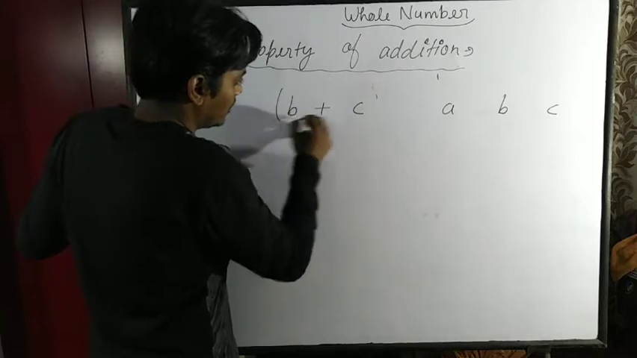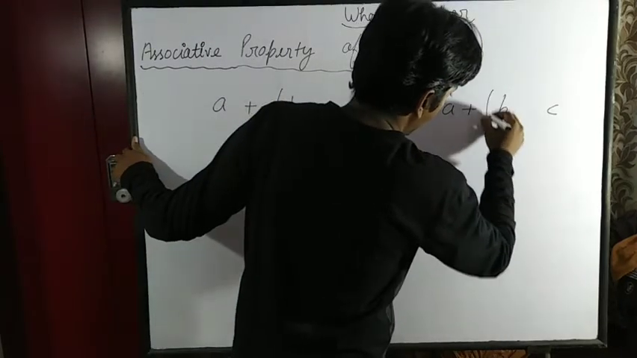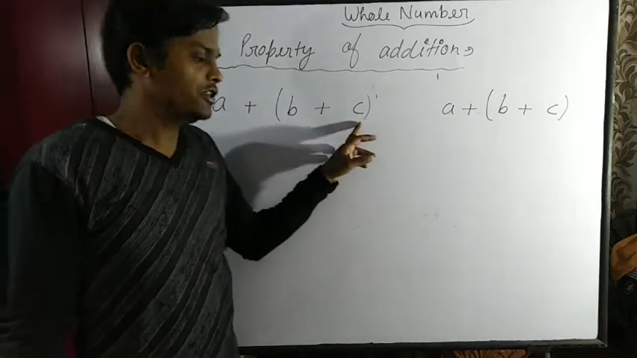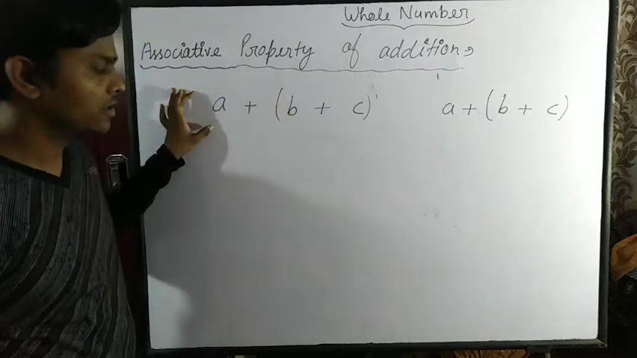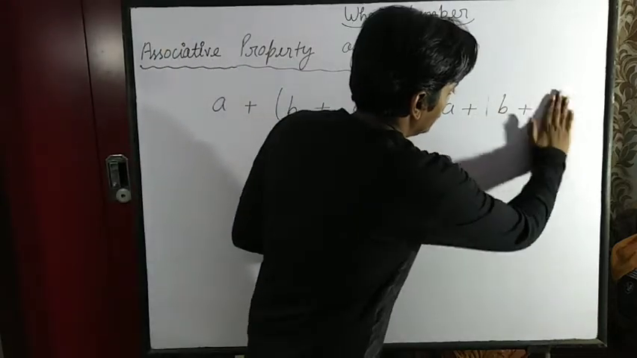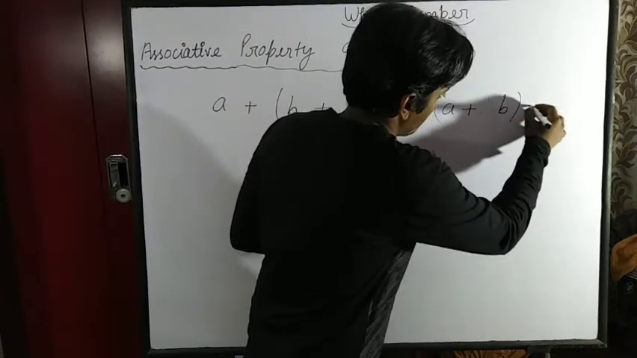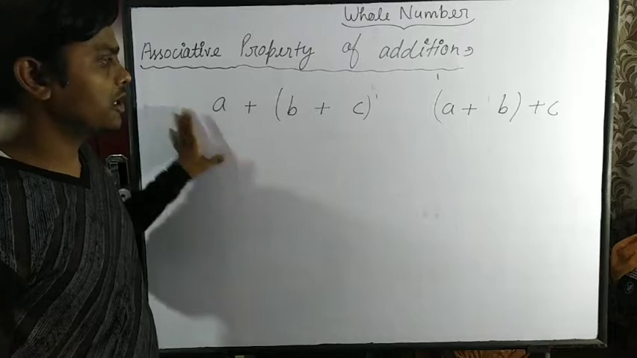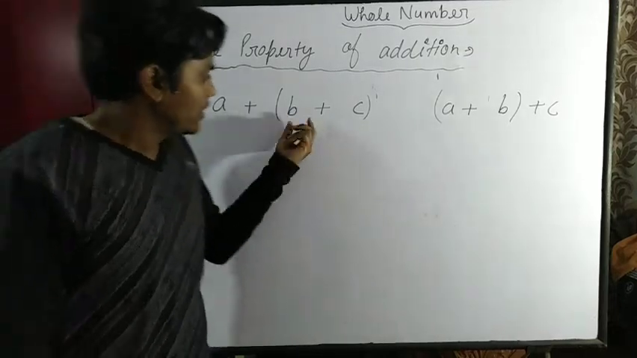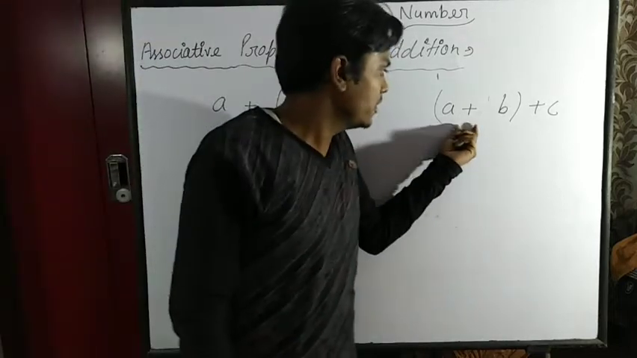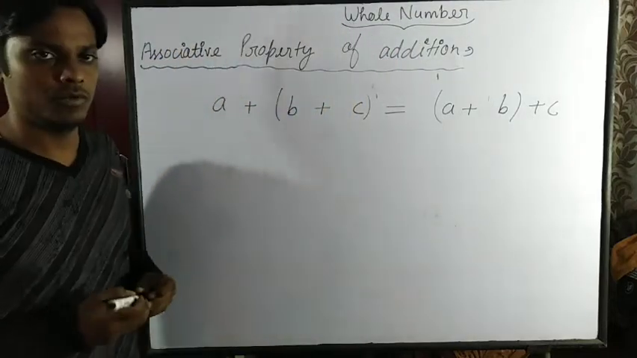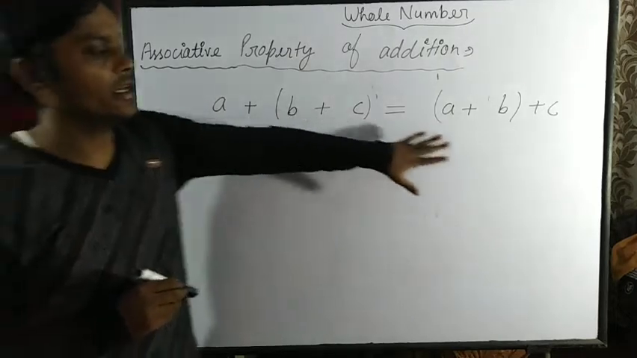See, the sum of these two whole numbers, b plus c, will be added to a. See, this is the associative property. We have the same whole numbers, a, b and c, and in this one the sum of b plus c is added to a, and in this one, the sum of a plus b will be added to c. Okay, in both conditions we get equal values.